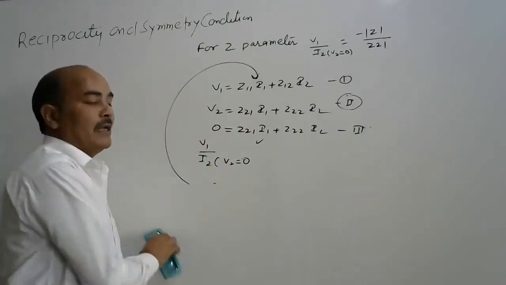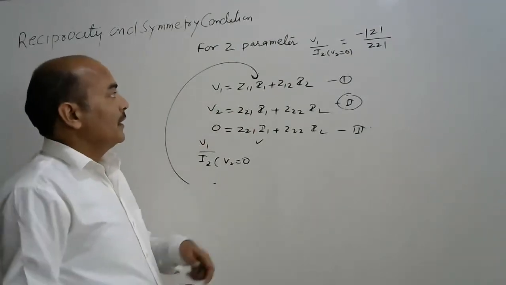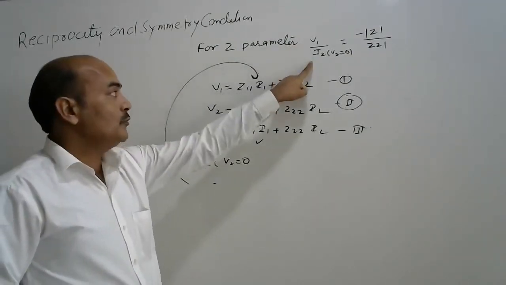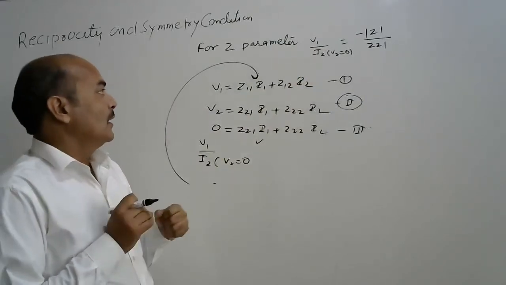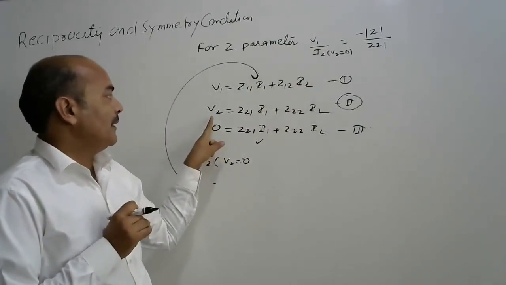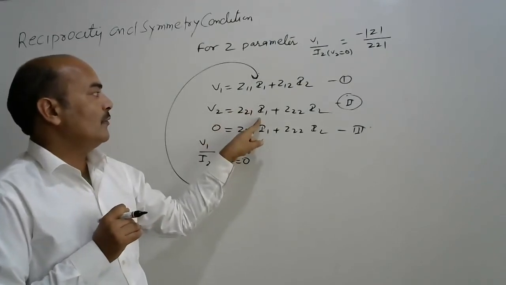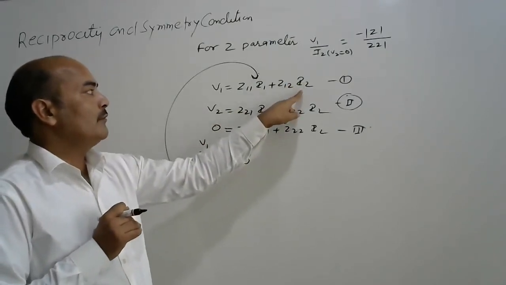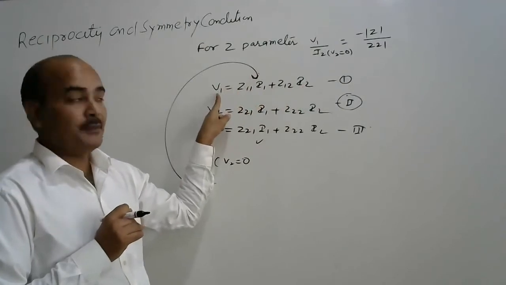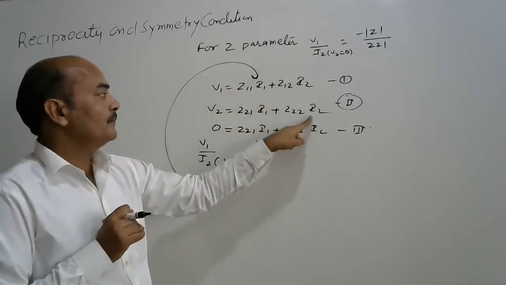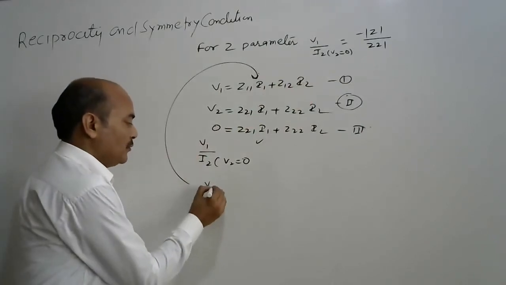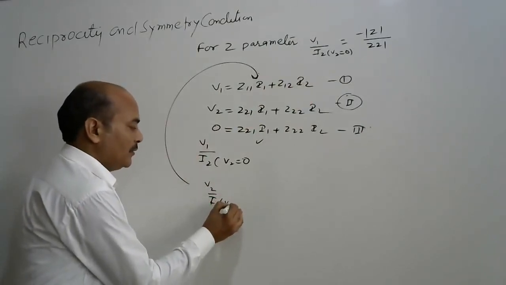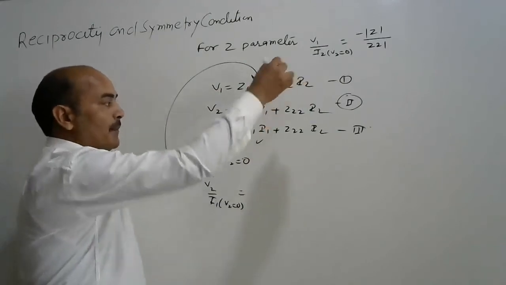Now, the second part we have to calculate: the value of V2 by I1 with V1 equal to 0. We apply the same method. What is our target? Calculate the value of I2 from the first equation, making V1 zero, put it here, and calculate the value of V2 by I1. So V2 by I1 with V2 equal to 0, with the same method.